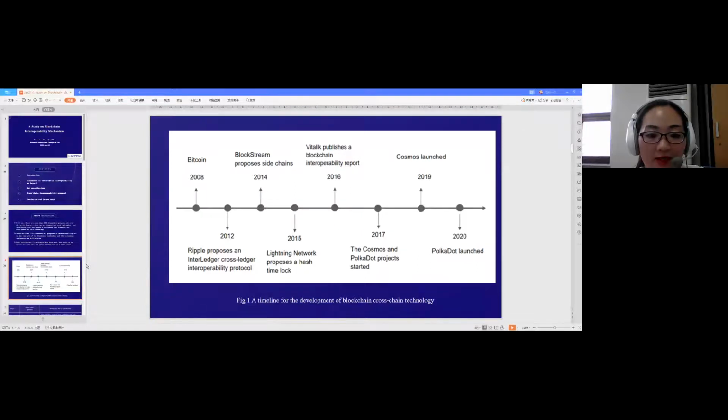Figure 1 is a timeline for the development of blockchain cross-chain technology. In 2012, Ripple Labs proposed the ILP protocol for the first time to address interoperation and collaboration between two different blockchains through a third-party notary mechanism. In 2016, Vitalik Buterin published an article titled Chain Interoperability, which made a comprehensive and in-depth analysis of the blockchain interoperability issue. In 2017, two dominant projects, Cosmos and Polkadot, started. And so far, they are still ongoing.